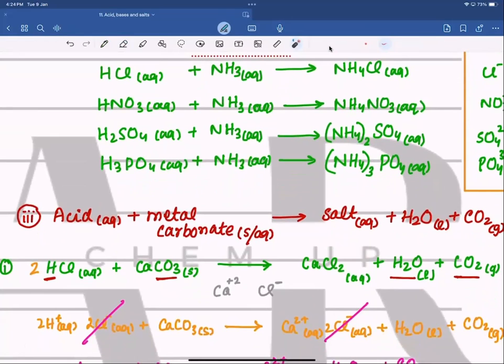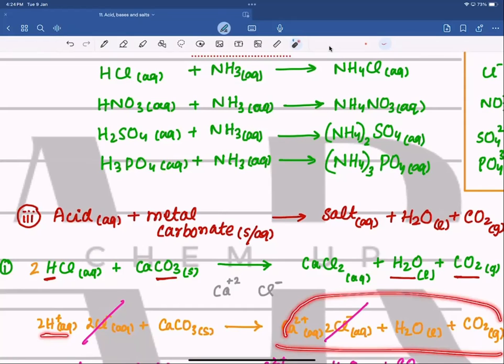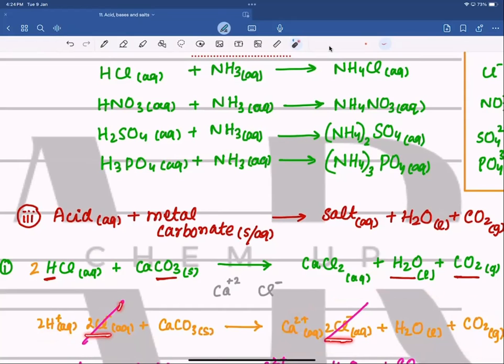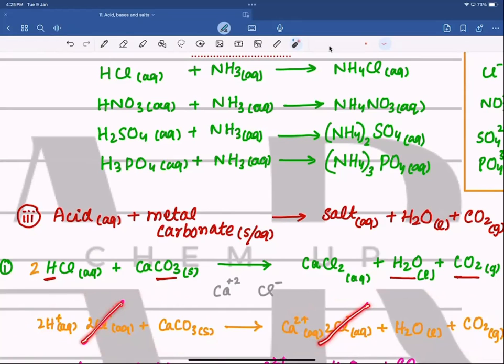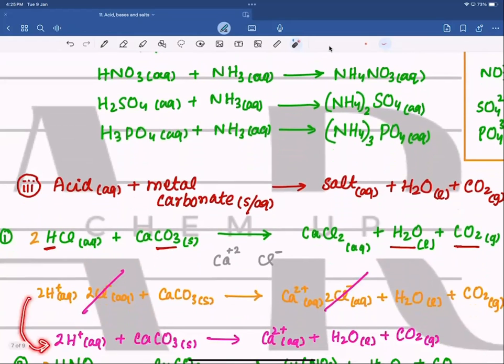After splitting into the ions, we look for the ions which are the same on both sides. There is a hydrogen ion over here, but you are not able to see any hydrogen ion over there, so it stays in the ionic equation. There is a chloride ion over here and a chloride ion over here as well, so I cut it down; it is going to be eliminated from the equation. There is a calcium ion here, but no calcium ion over there, so it stays. I have cancelled out the ions present on both sides, and then I rewrite the equation, and that is your ionic equation.